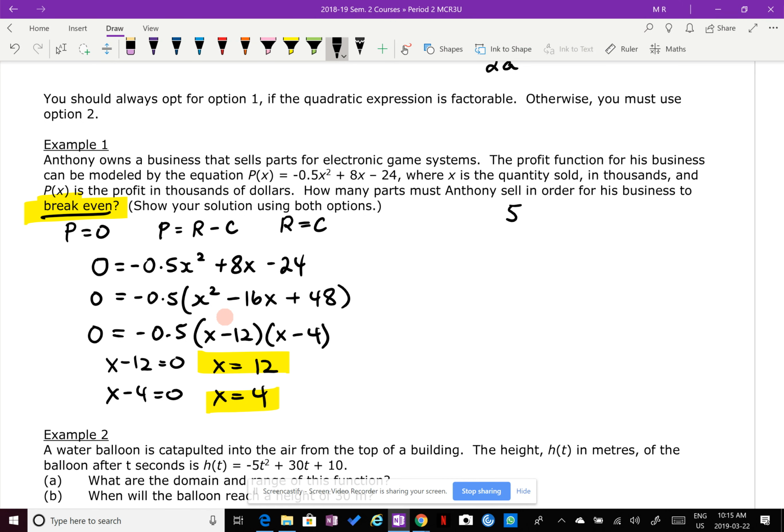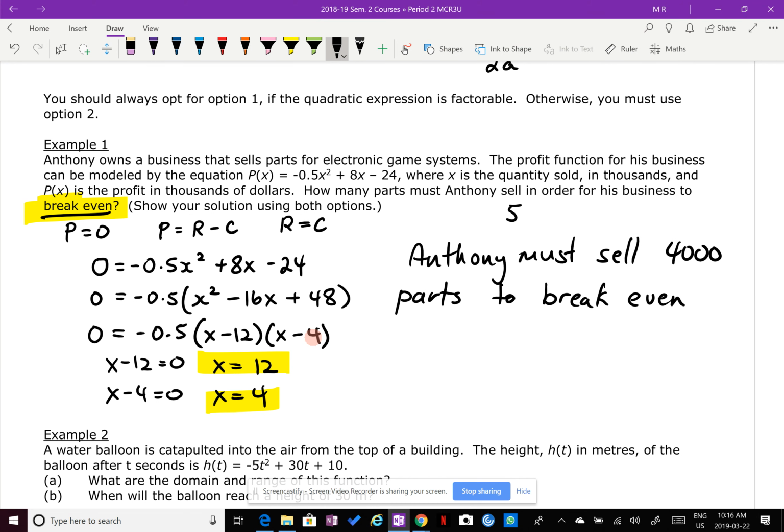So we call these solutions. Now I don't need the bigger number. I only need the smaller number, because when you're selling parts, you start from 0 parts and you work your way up. So the moment I reach 4,000 parts, then Anthony will break even. He'll have 0 profit. So Anthony must sell 4,000 parts to break even.